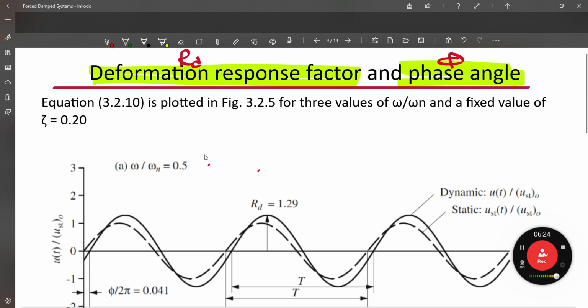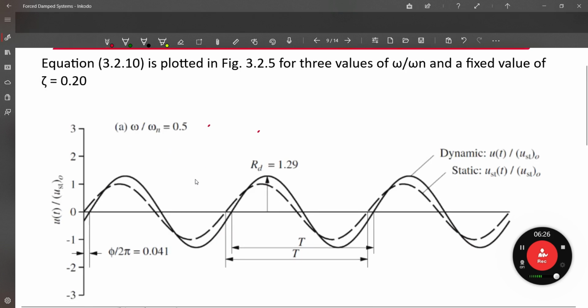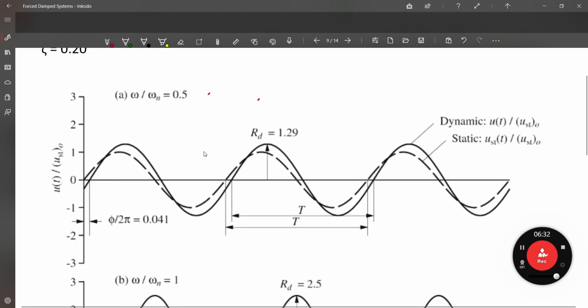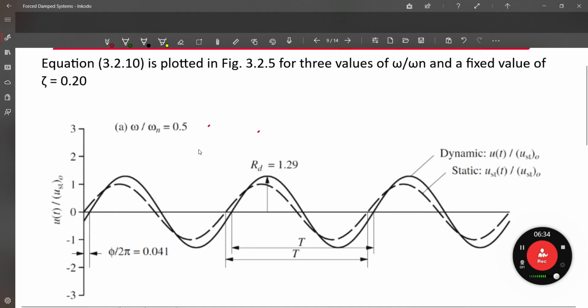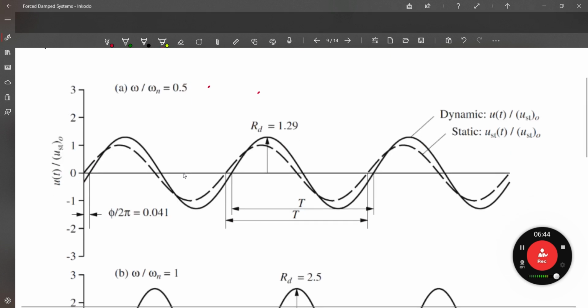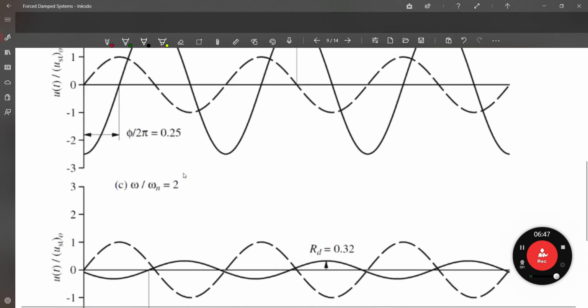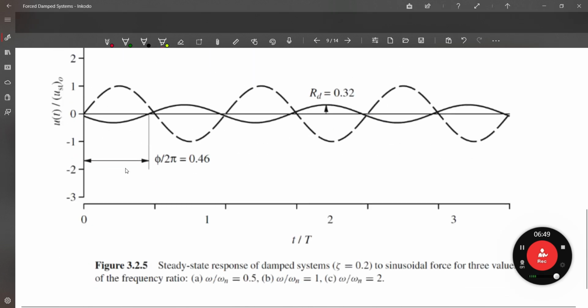Okay, so the general solution of the equation of motion is going to be represented graphically for 3 different values of omega over omega n. So let's look, because this graphical representation is important for us. First of all, the horizontal axis, as usual, is t over T. We understand what t means: small t is the elapsed time, and capital T is the natural period of the system.